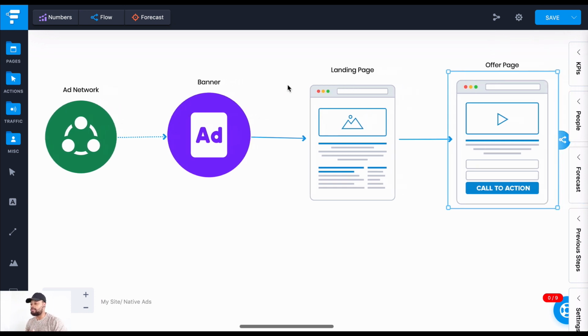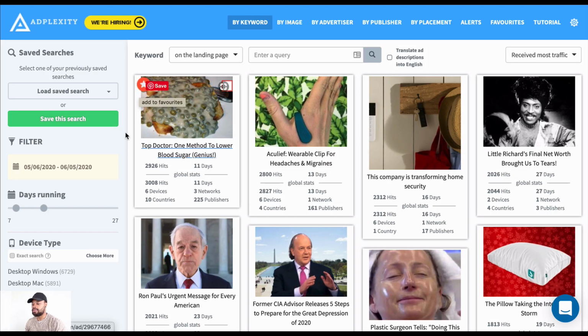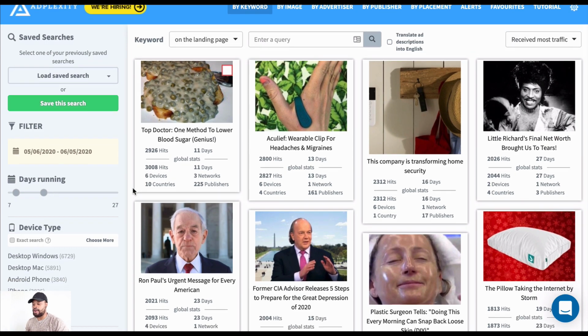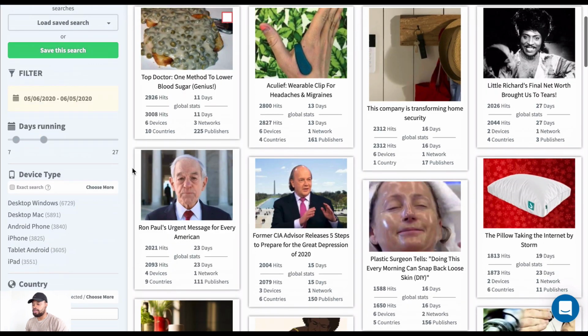And this is pretty much the flow when it comes to buying native ads. And there's so many different native ad networks available. All right, so I'm going to head over to Adplexity and we're going to take a look at essentially this part of the process, so the ad network and the banners. So let me pull up Adplexity. Okay, sweet. So right now this is just a variety of different campaigns that are currently running.